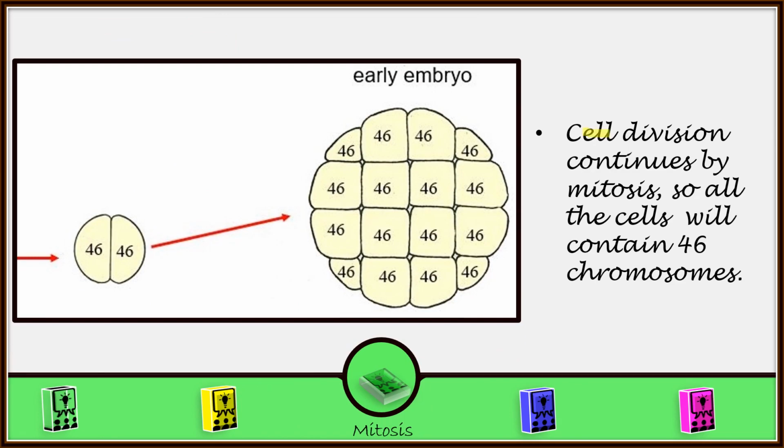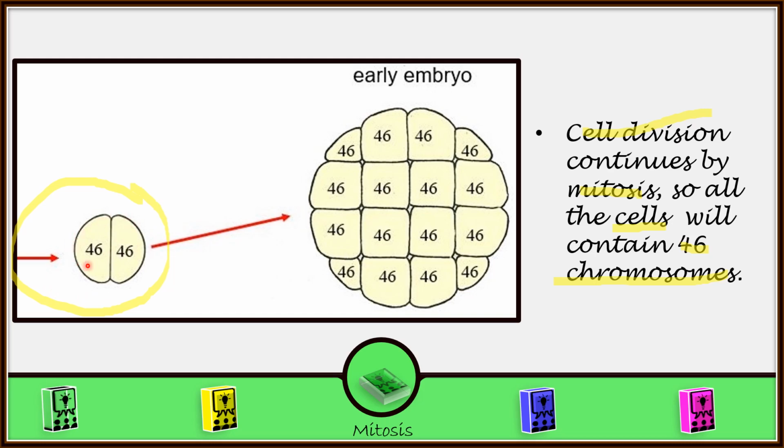Cell division continues by mitosis, so all cells will contain 46 chromosomes. After forming our zygote, after fertilization, remember the sperm brought 23 and the ovum brought 23, and when they combined they formed 46. Now this 46-chromosome cell is going to undergo cell division, and that cell division is by mitosis.